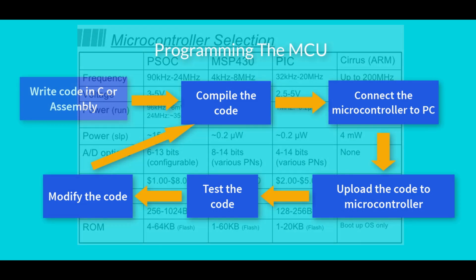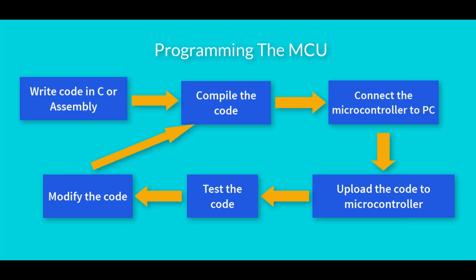In order for the microcontroller to carry out the task it was dedicated for, it needs to be programmed. The program is usually written in a language such as C or assembly. Once we have written the code, we need to compile it, which means we need to convert the text into machine language. Then we need to connect the microcontroller to the PC and upload the code.